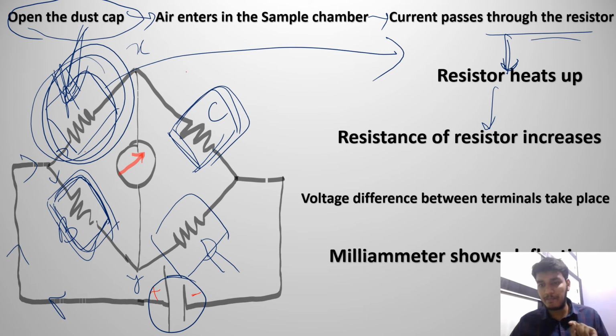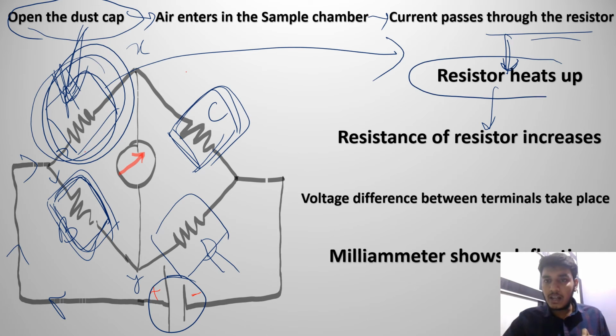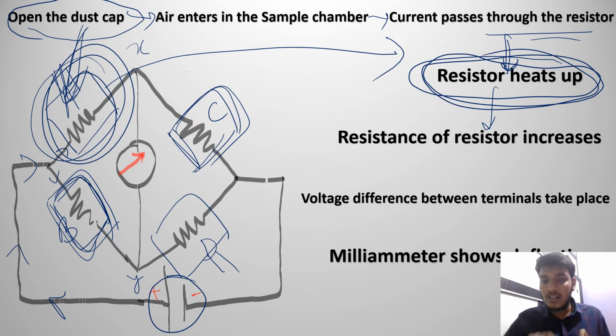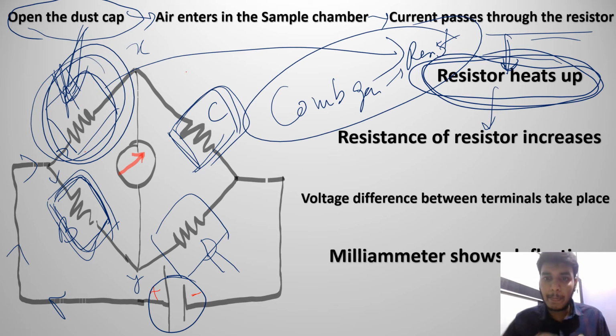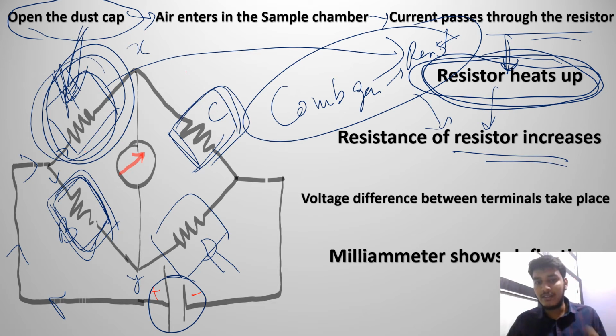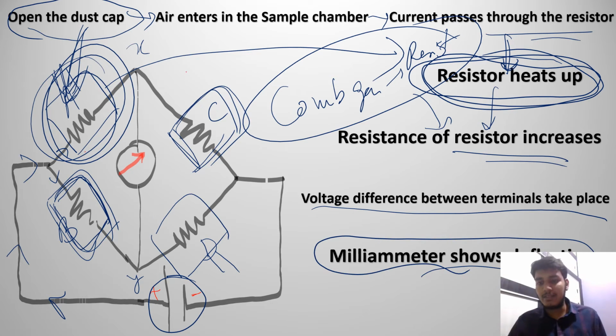in A and D. Okay, which will again produce heat due to the combustible gas coming in contact with the resistor. Okay, and this heat will again increase the resistance of the resistor, thereby a voltage difference will be created, and finally the milliammeter will measure some current, and this current will be calibrated into percentage of methane. Okay, this was all about the principle, that is the Wheatstone bridge principle of the methanometer.